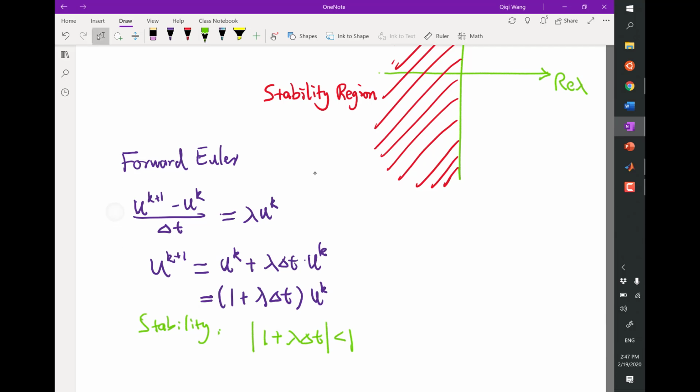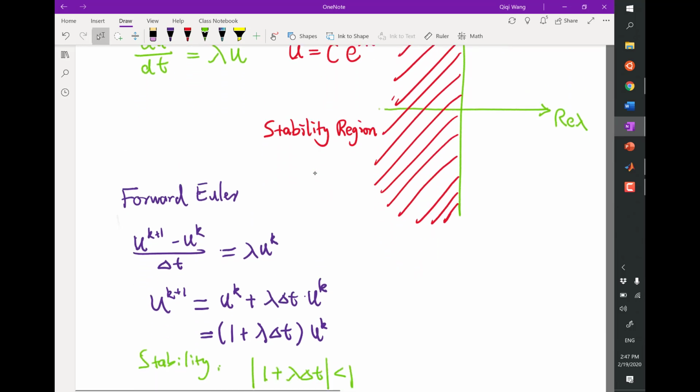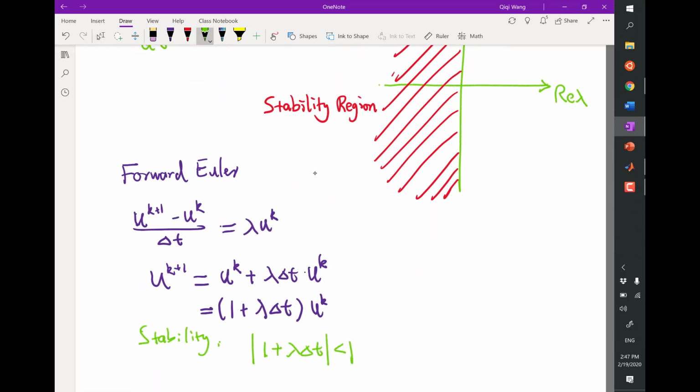Okay, now if we look at this plot again, real of lambda and imaginary of lambda, how can we draw a region in this plot? Actually, let me duplicate the plot over here. How can we draw a region in the complex plane of real lambda and imaginary lambda for which the stability criterion for forward Euler is satisfied? Can you translate this equation into geometry?